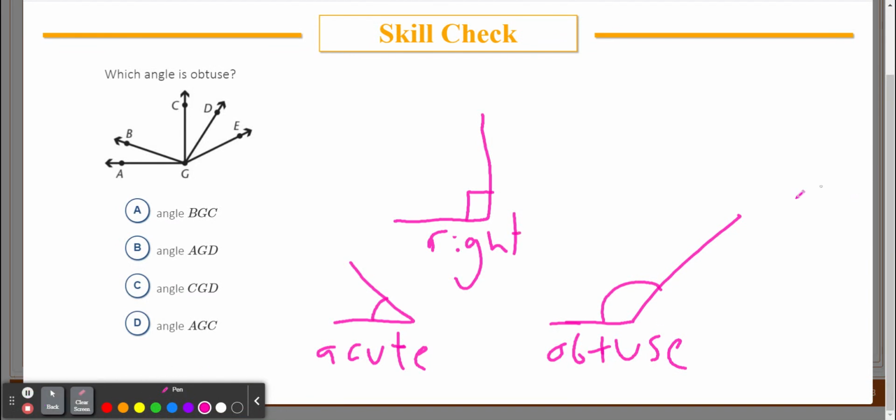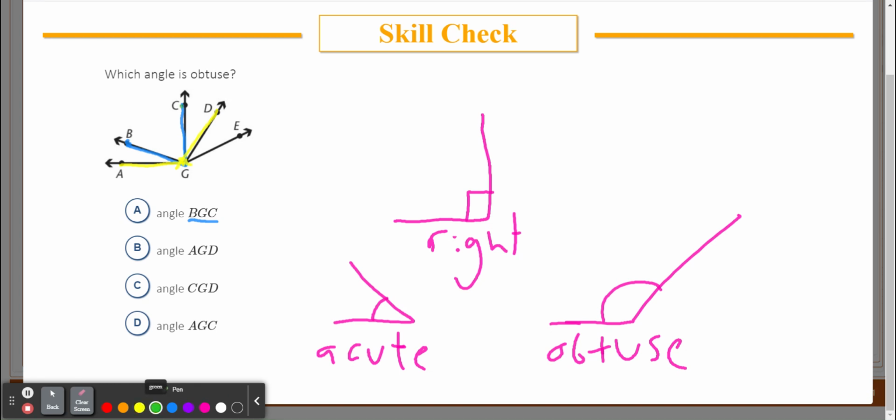So let's take a look at these different angles and see which one's obtuse. Okay. So let's start with BGC. Remember, go to G, B, G, C. Well, if we look here, BGC is not an obtuse angle. It's an acute angle. It's less than 90 degrees, so that's not it. Let's look at another one. AGD. All right, ready? A to G to D. Look at that. That's an obtuse angle, right? That looks like it's bigger than 90 degrees. Let's just try other answers to see what works.